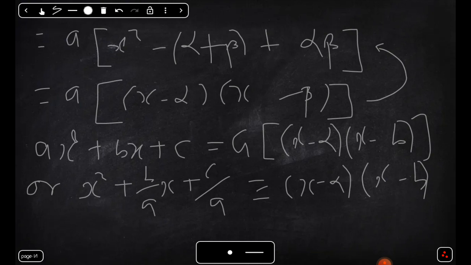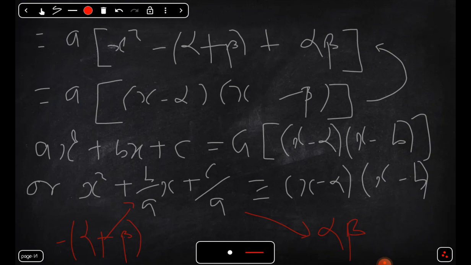Because we know that this value here is simply b over a. If we take it the other way around, it's going to be negative alpha plus beta, the sum of the roots. Okay, so that is what it implies. And then this one here, c over a, is simply alpha beta. Did you see that? It relates back to what we have initially, and thus this is a proof.